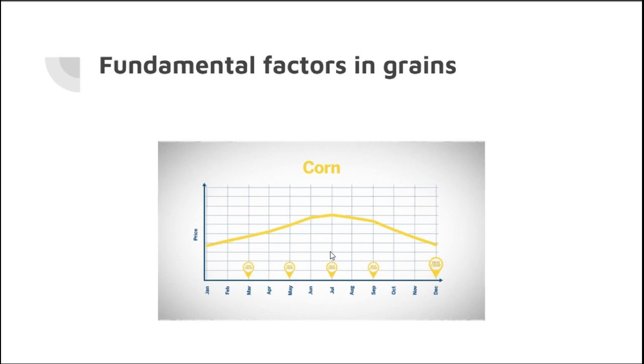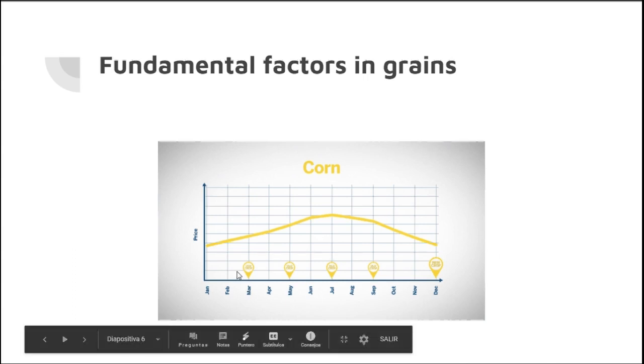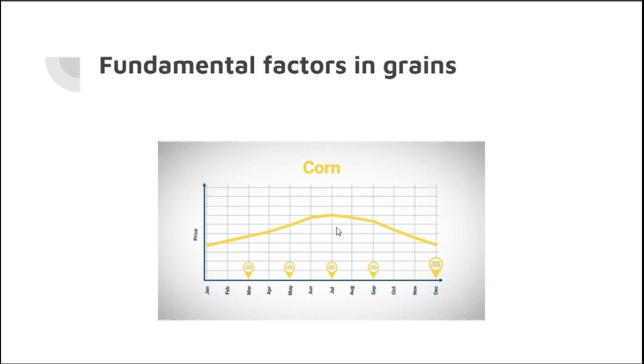As we can see here, we have a chart of the seasonality of corn. This chart is provided by the CME, the Chicago Mercantile Exchange, and we can see a very interesting trend that starts in March and ends in July, and another one that starts very soon after July and ends in December.